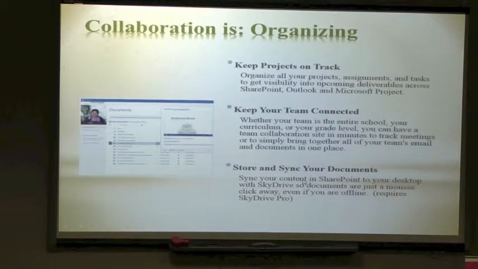Store and sync your documents. We do allow you to store documents. It's not that you can't store documents. We just don't want it to be a data dump. We don't want you to take every file that ever existed and put it up on SharePoint just because, well, we're going to just store everything there. We do have a limited amount of space, and we're going to be having eventually 180 schools in that space. I don't know where we're going to get all the storage space from if everybody thinks that they're going to dump everything. So we may have some issues as we go forward.